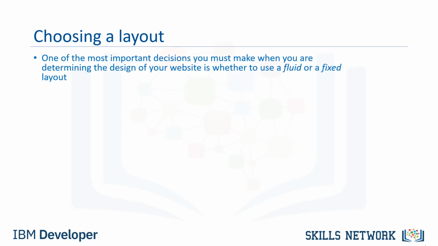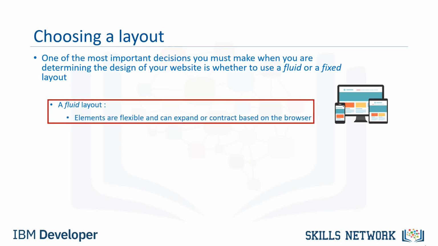One of the most important decisions you must make when you are determining the design of your website is whether to use a fluid or a fixed layout. A fluid layout is a layout in which the height and width of elements is flexible and can expand or contract based on the browser window, the operating system, and other user preferences. You specify these elements mostly by using percentages and ems.